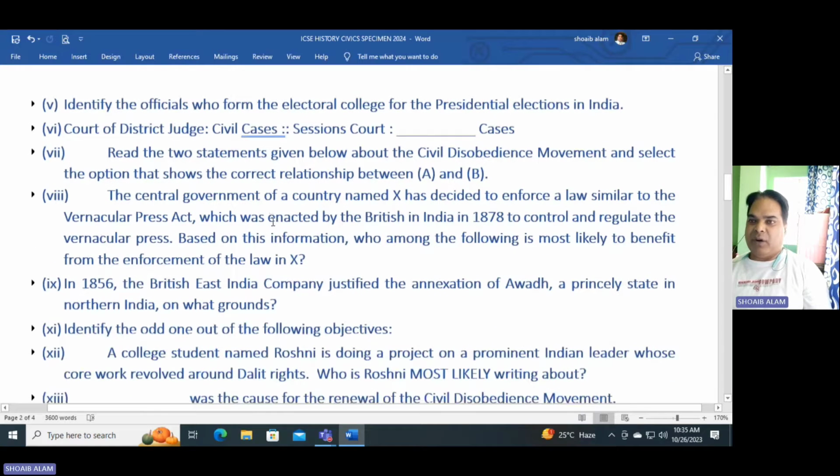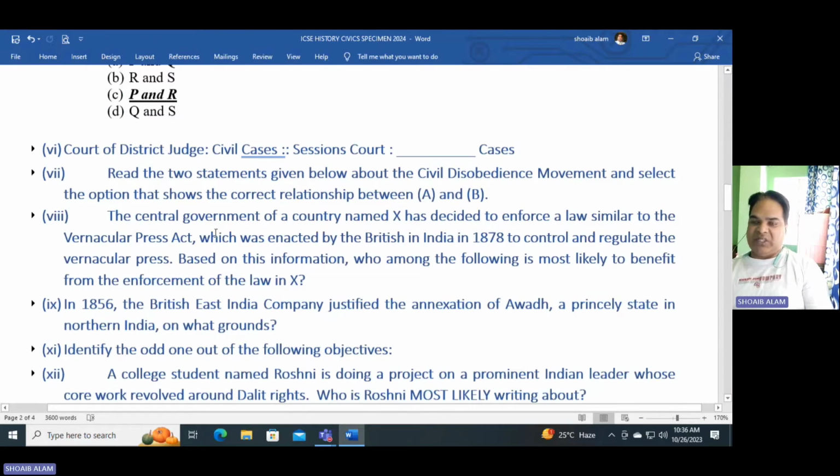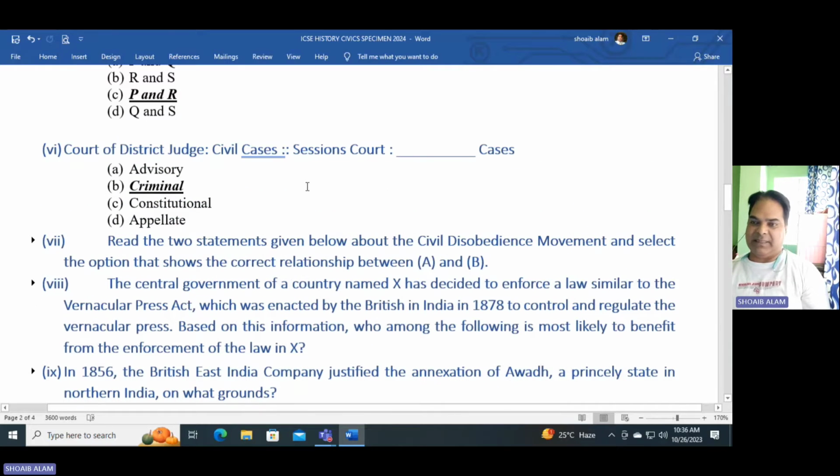Now identify the officials who form the electoral college for the presidential election in India. You can see option B and R: elected members of parliament and elected members of state legislative assemblies. They all form the electoral college. So B and R is correct. Now six, court of district judge, civil cases. The court of district judges looks after civil cases. Session court looks after dash cases. Obviously it is criminal cases. Session court looks after criminal cases.